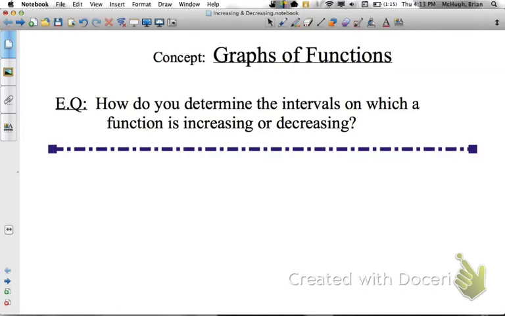Today we're continuing to look at our concept graphs of functions, and the essential question we're looking at today is how do we determine the intervals on which a function is increasing or decreasing. And actually there's a third option not listed in this question, and that is if it's not increasing or decreasing, what about when the function is constant? That's a third option that we'll consider in today's lesson.